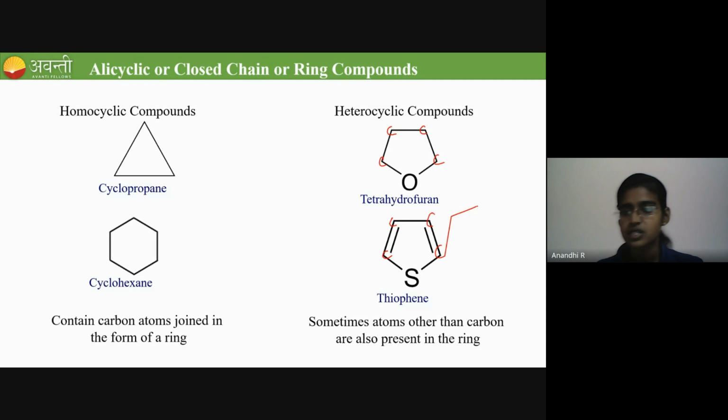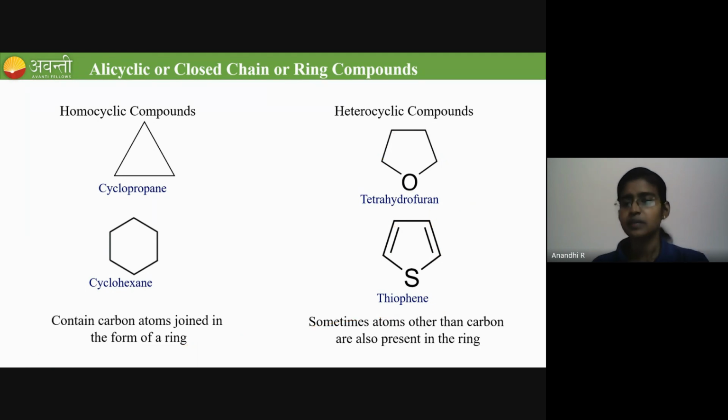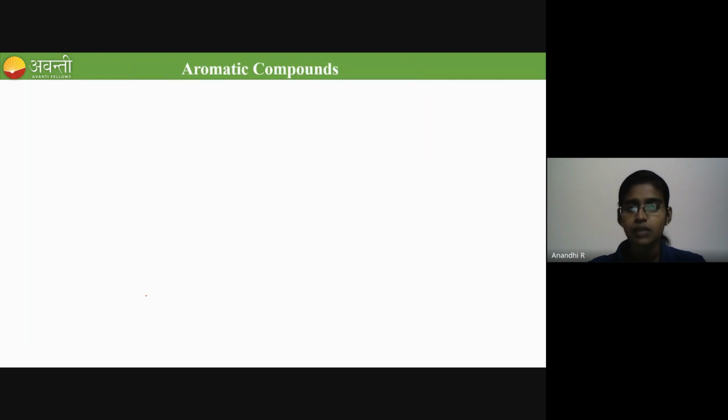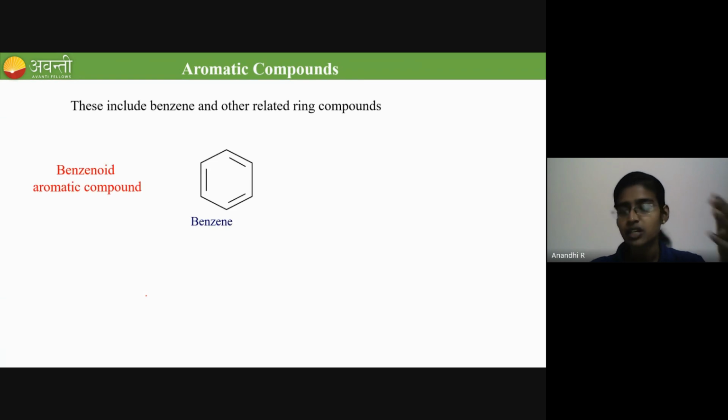Sometimes atoms other than carbon are also present in the ring. It need not only be the carbon atom; it can be any other also. So these are the examples of heterocyclic and homocyclic. And coming to aromatic classification, it includes mainly benzene and benzene derivative compounds. So it was classified into two, right?